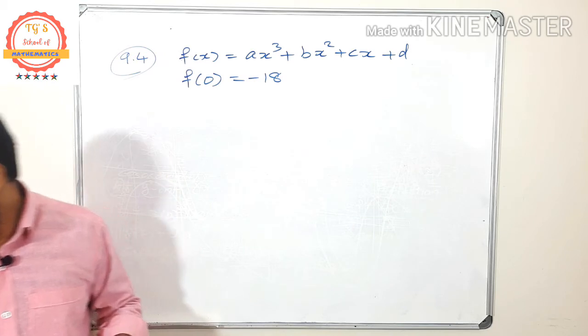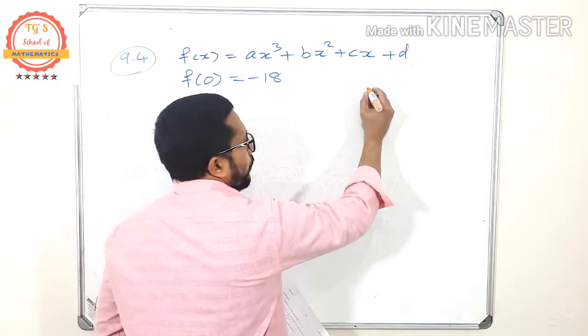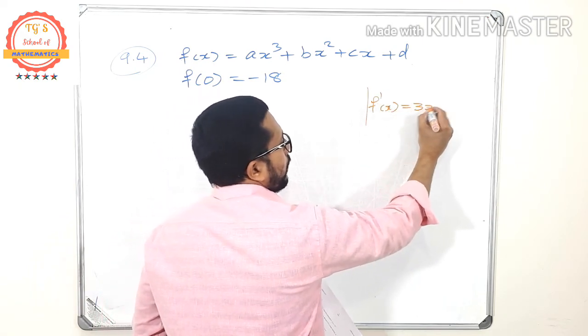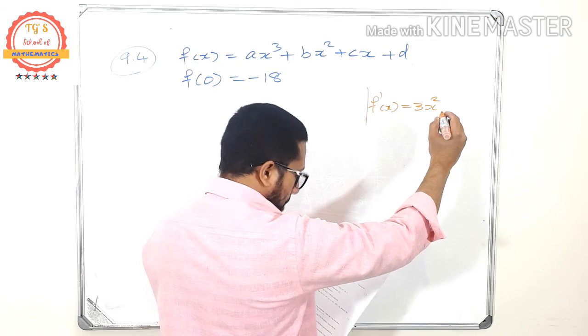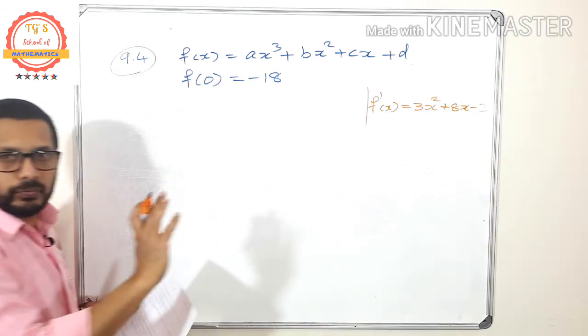Okay, so in this question you know what is f dash of x. Don't forget that. What is the first derivative given in the question? 3x squared plus 8x minus 3. Don't forget that one.